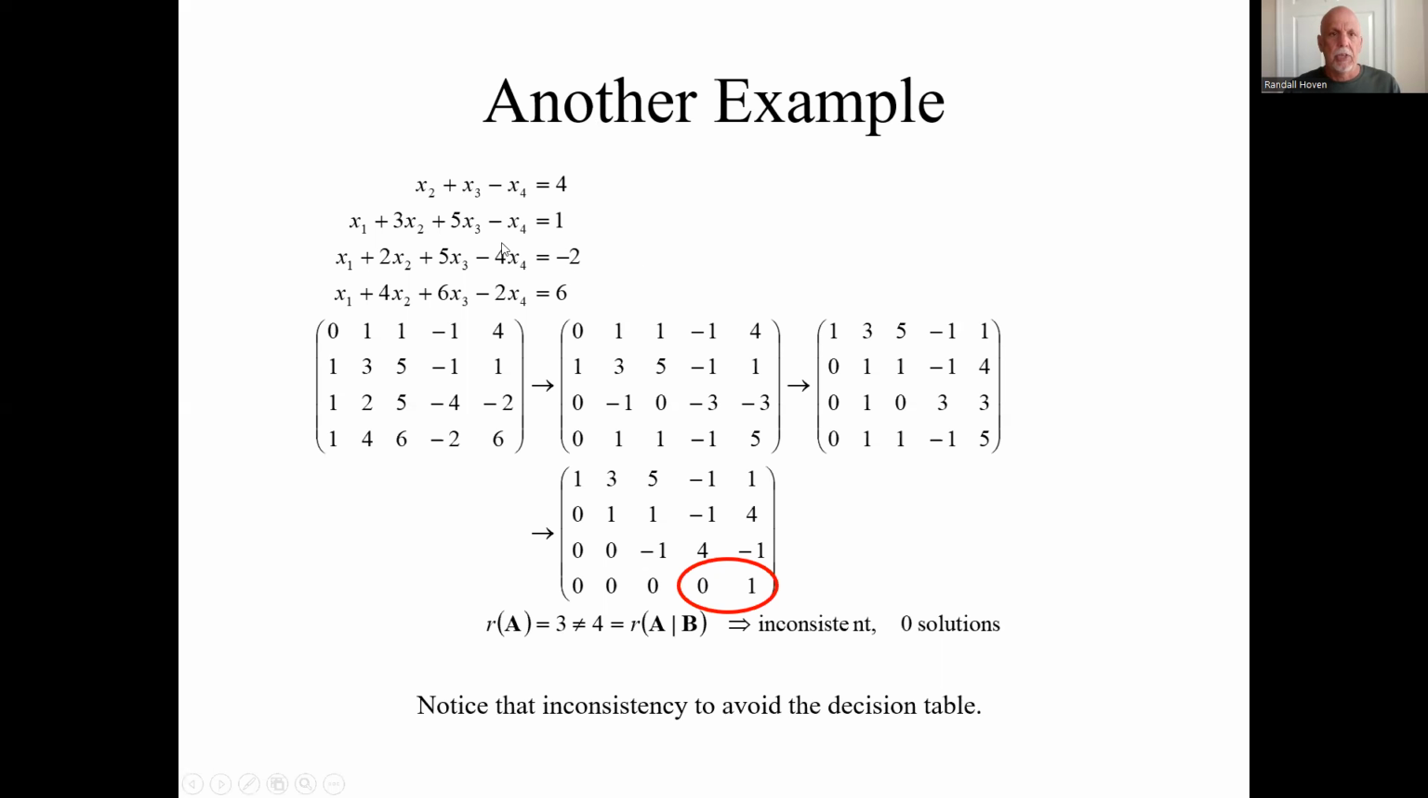Won't go through this one in detail, but here's the original system, and a bunch of row operations here. As soon as you see this, remember the right column is the B part. Everything to the left of that is the A part. Well, this means 0 equals 1, which is an inconsistent system. I don't have to really go through that decision matrix. As soon as I see this, I know I have 0 solutions. All right, that's characterizing systems of algebraic equations and matrix rank for its own sake.